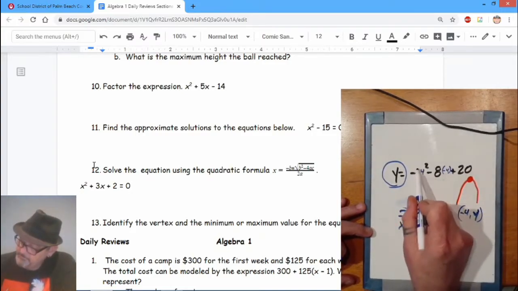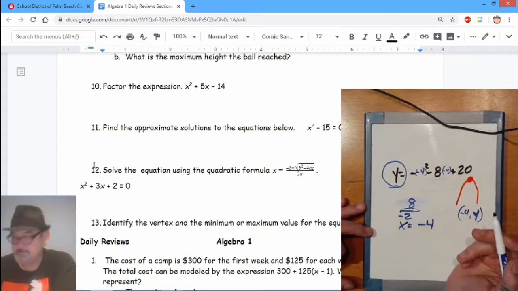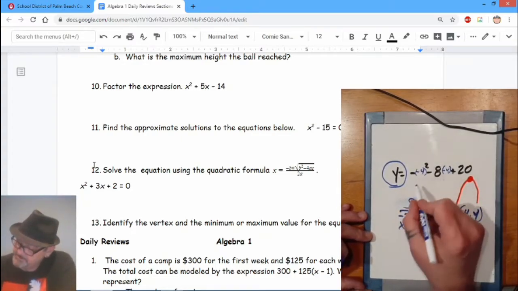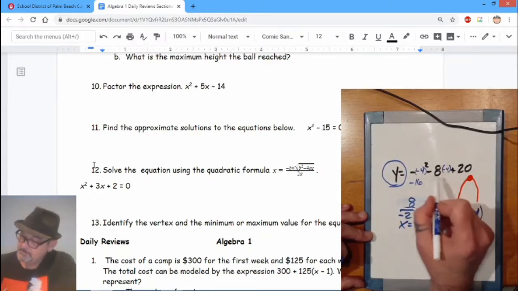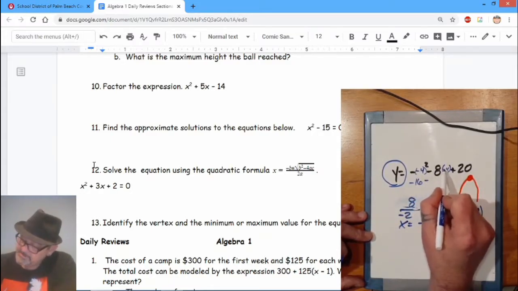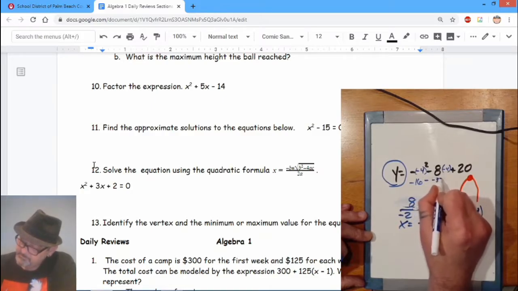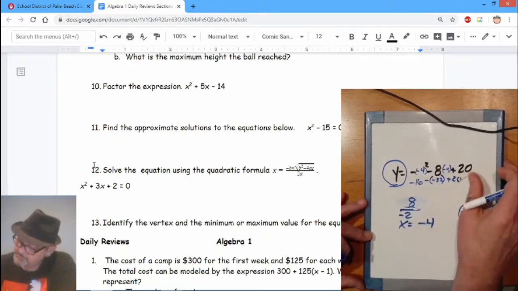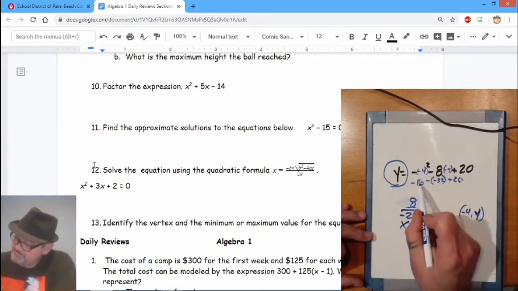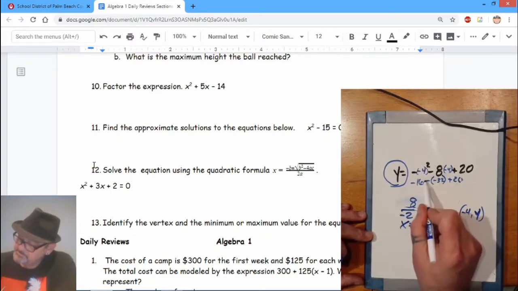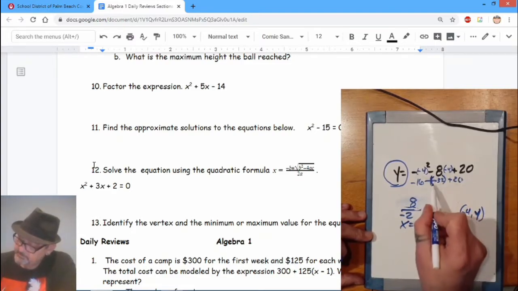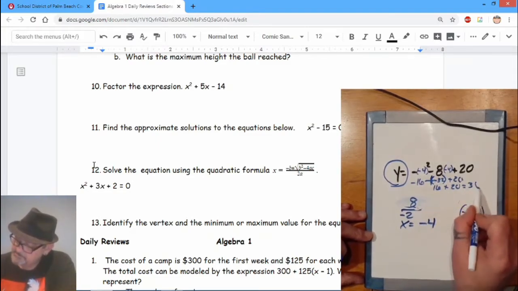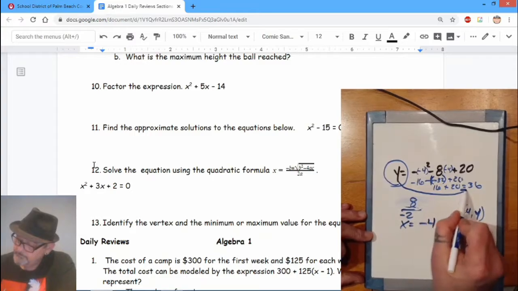Negative 4 squared, probably in parentheses, is positive 16. And positive 16, with a negative in front of that, makes it negative 16. Minus 8 times negative 4 is negative 32. And then plus 20 just stays plus 20. Negative 16 minus negative 32 is the same as negative 16 plus 32. That would be 16. Plus 20 is 36. So my y value is 36.